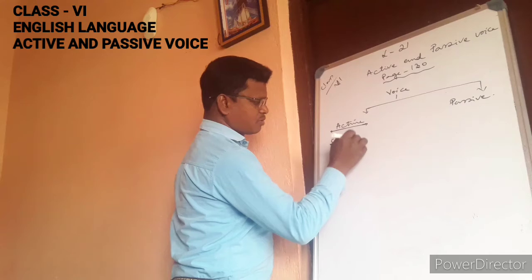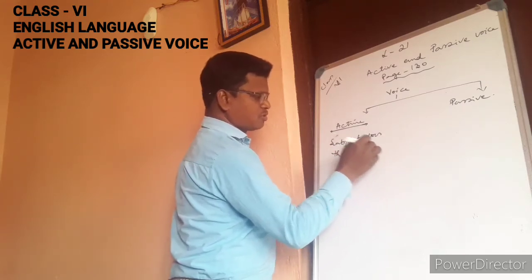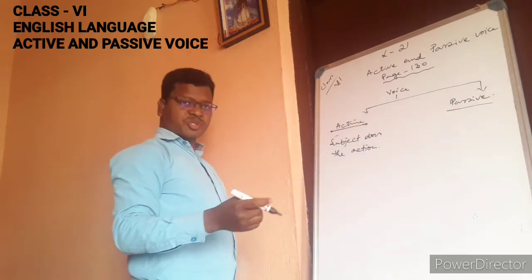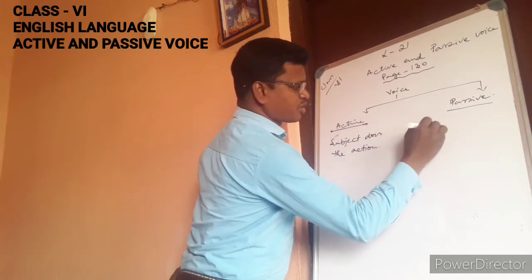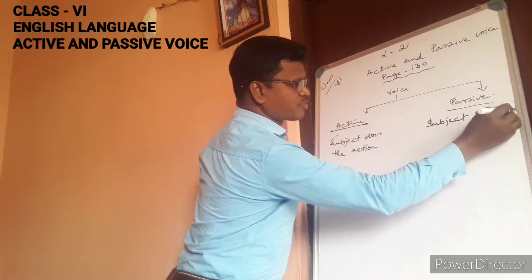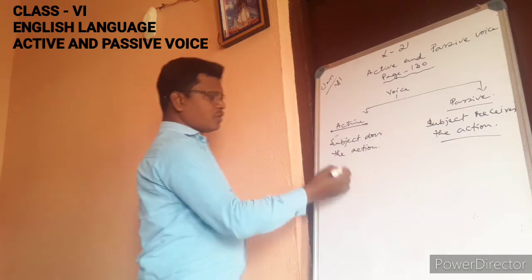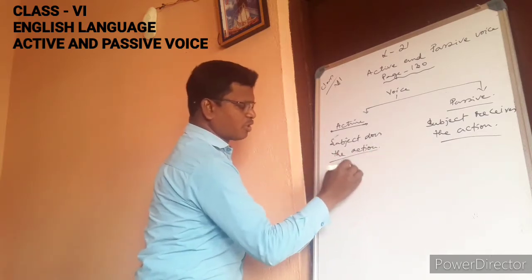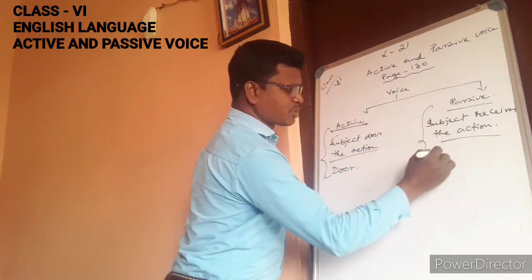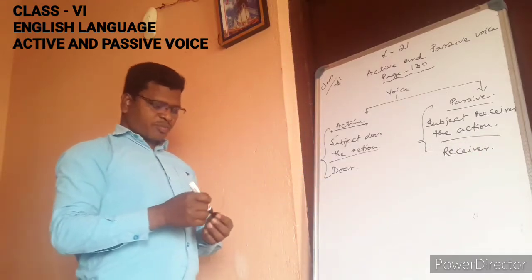Here the subject does the action. Here is only the receiver. Subject receives the action. Here one part is doer, here active is the doer, and here passive, when we see, it's only the receiver of the action. So remember this.